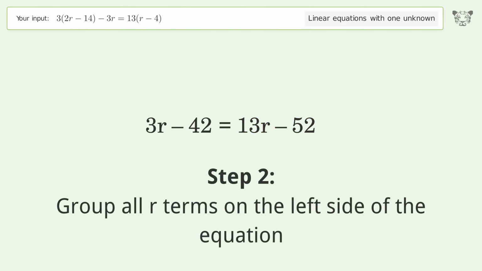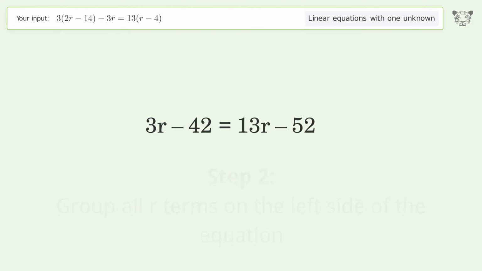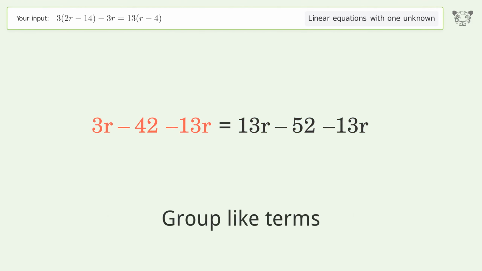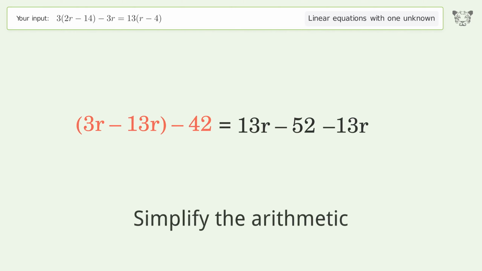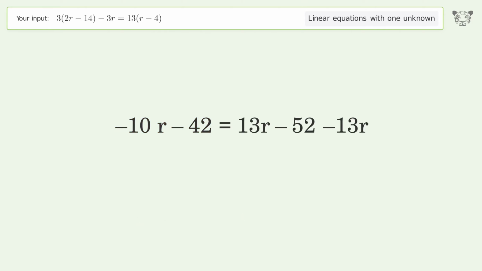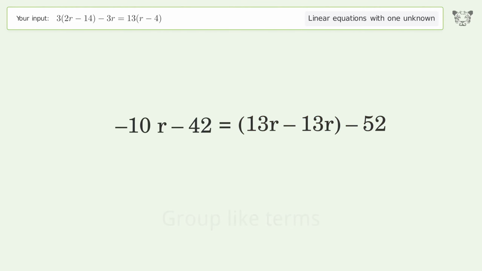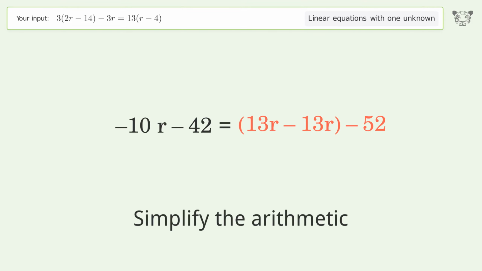Group all r terms on the left side of the equation. Subtract 13r from both sides. Group like terms. Simplify the arithmetic. Group like terms. Simplify the arithmetic.